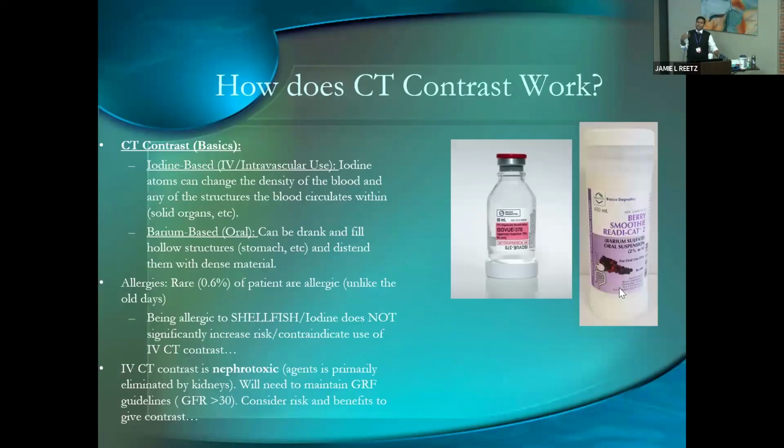So how does CT contrast work? Let's delve into it. CT contrast comes in two big flavors. You have the iodine-based contrasts, which we use for intravenous or intravascular use. The idea here is that the iodine atoms mix with the blood and change the density of blood. Again, if CT is just fancy X-ray and it's all on the basis of radiodensity as the property, then if we change the density of the blood, we can see stuff better.